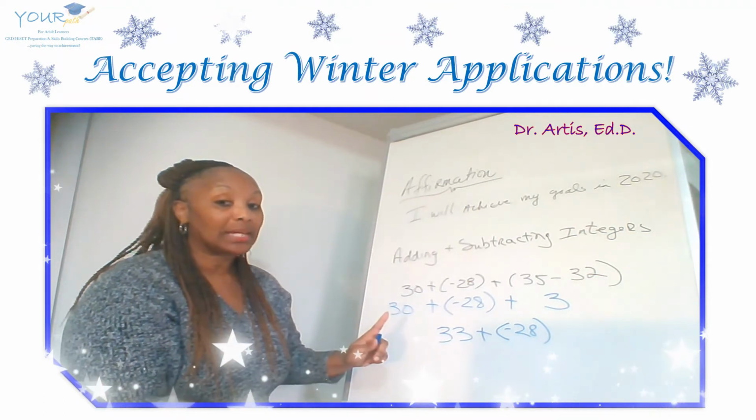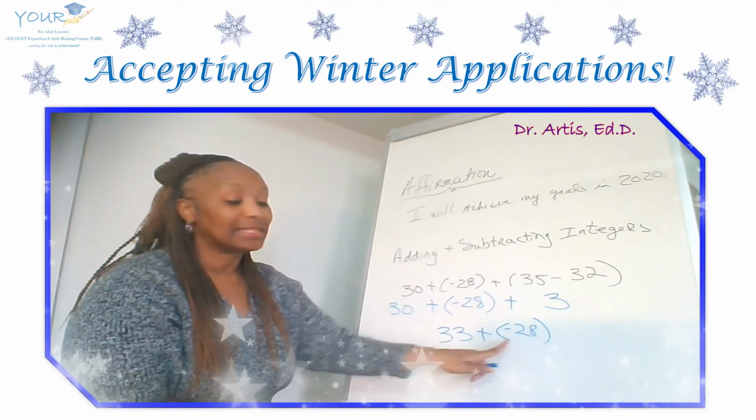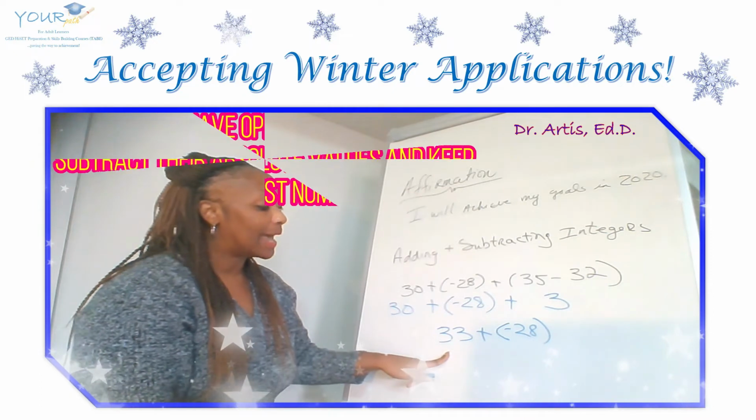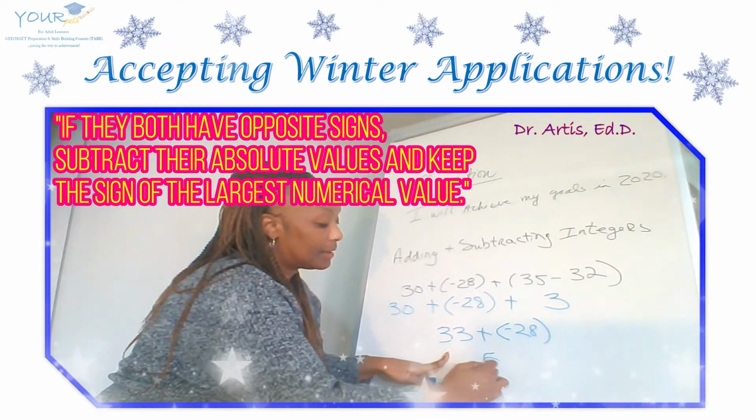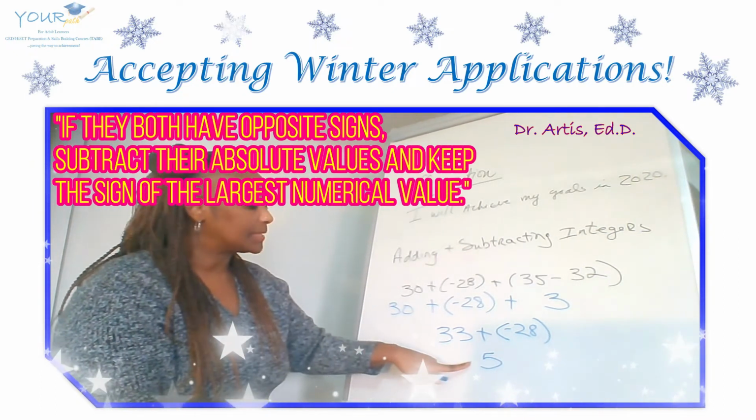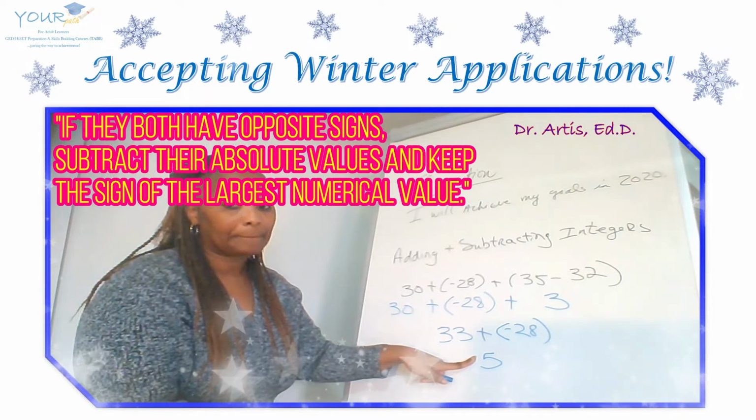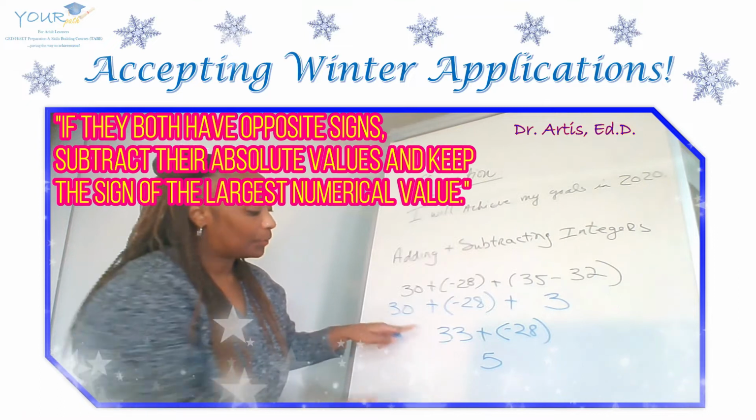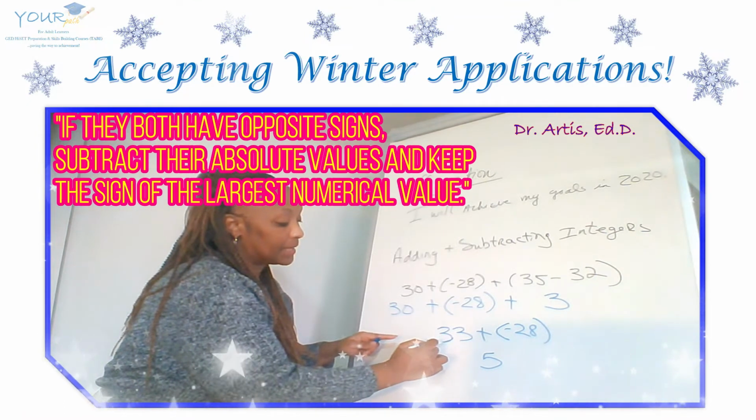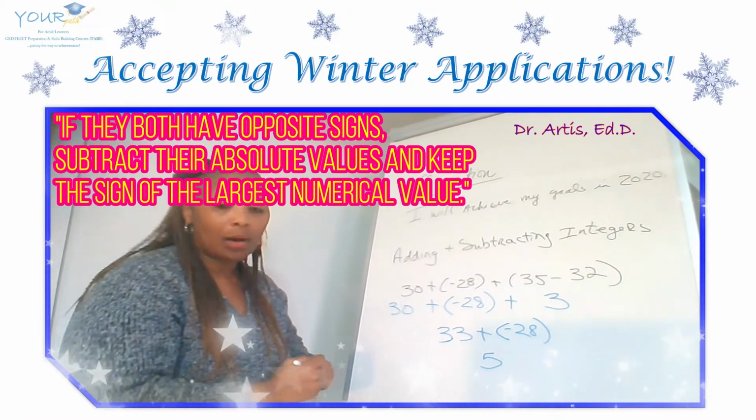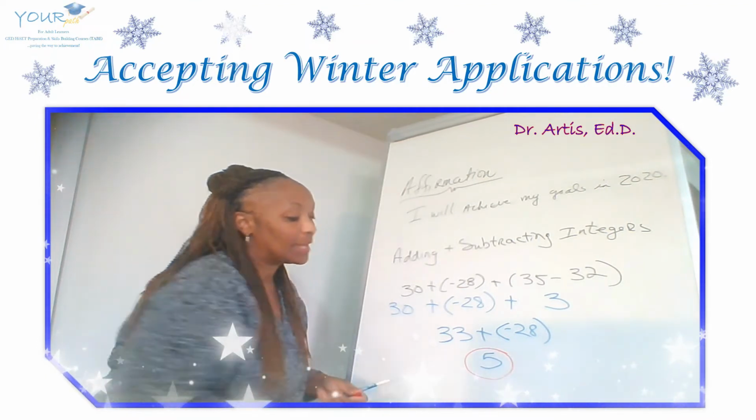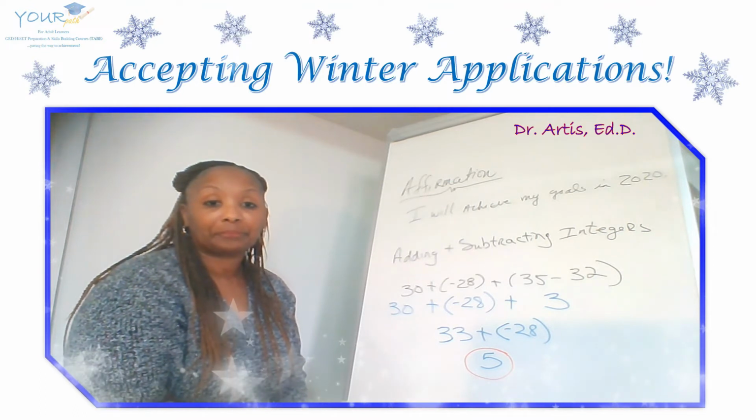Now the rule is, when you have a positive and a negative, you need to subtract. Okay, so we're going to subtract. That's going to give us 5, but it's going to be a positive 5 because our 33 is positive, so our answer will also be positive. So we have a positive 5.